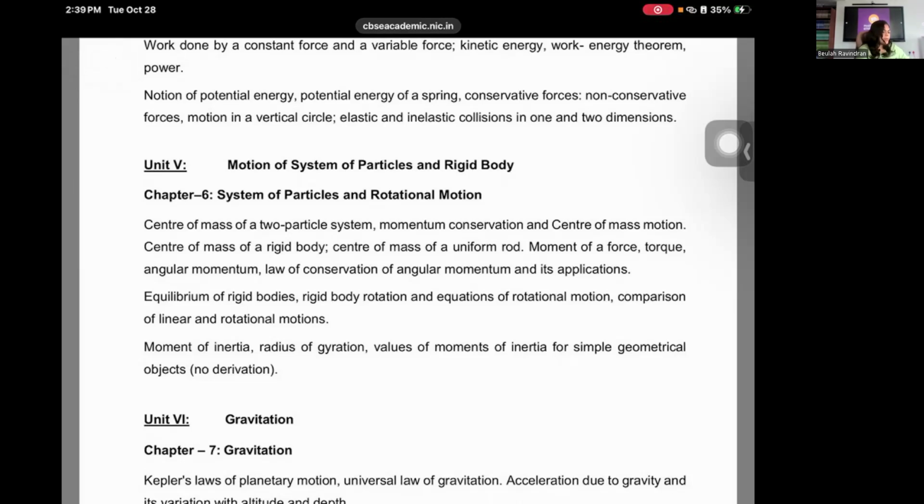Then, equilibrium of rigid bodies, rigid body rotation, and the equations of rotational motion, comparison of linear and rotational motions. Moment of inertia, radius of gyration, values of moments of inertia for simple geometrical objects without any derivation. The derivation is not needed.